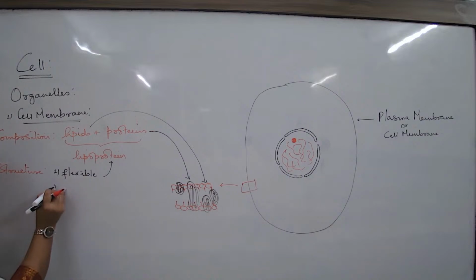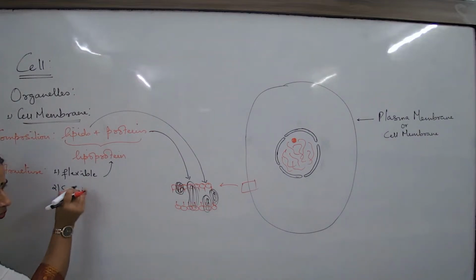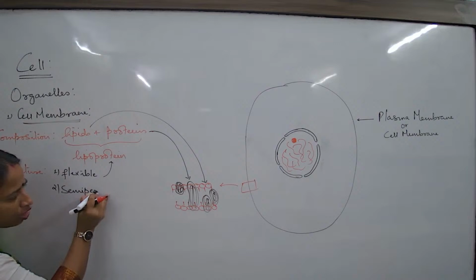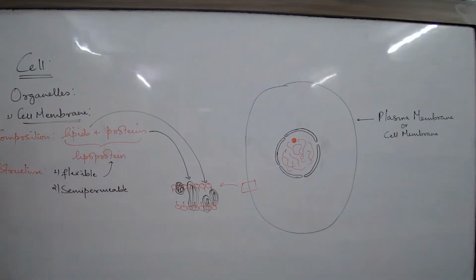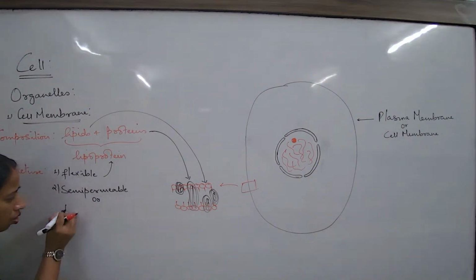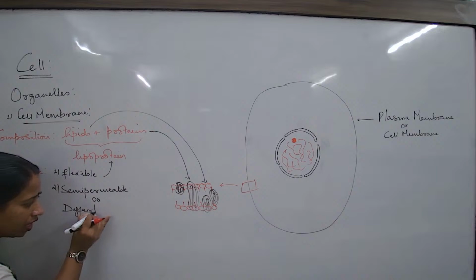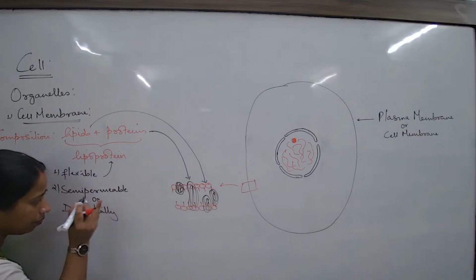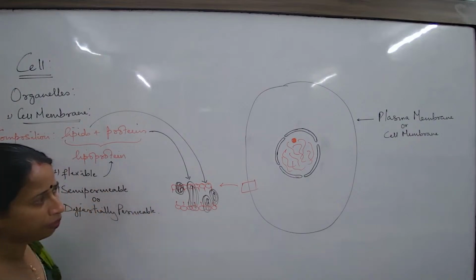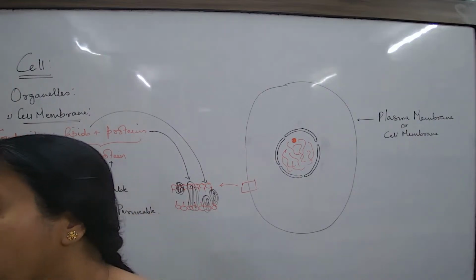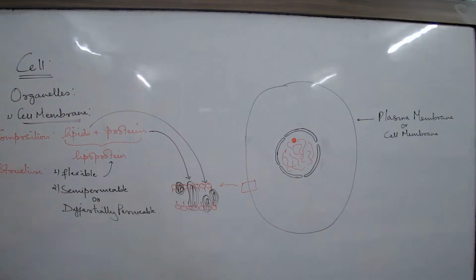What is the second feature of the plasma membrane? The plasma membrane, or the cell membrane, is known as semi-permeable, also known as differentially permeable. What is the meaning? First of all, try understanding the meaning of the word permeable. What does permeable mean? It can allow transport.